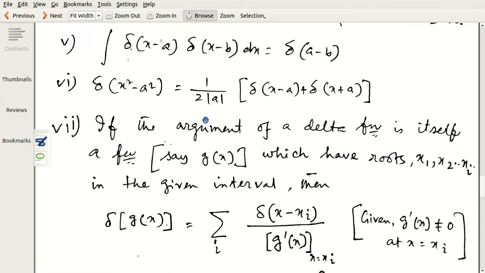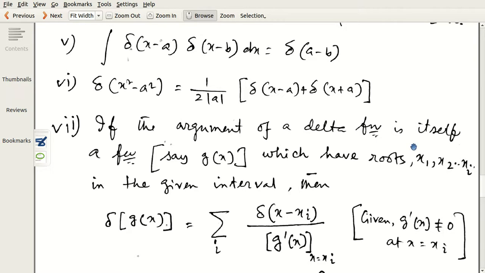And if the argument of a delta function is itself a function, that means delta of g(x), where g(x) is a function, this delta function having g(x) as its argument will have a non-zero, rather undefined non-zero, value when g(x) equals 0. So you have to solve g(x) equal to 0 and find the roots, that means the values of x at which g(x) equals 0.